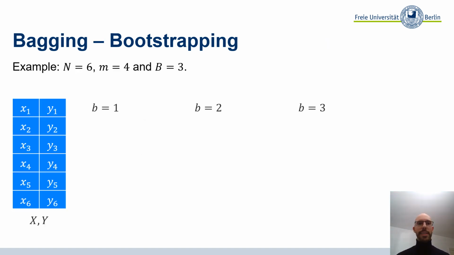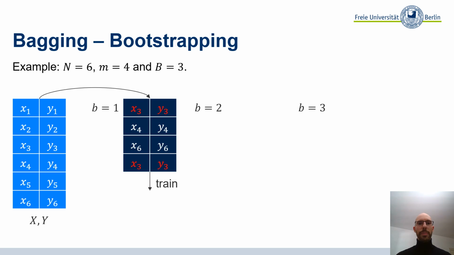So let us look at an example. Here I have a data set with 6 data points. It's ridiculous to do this for such a small data set, but let's just use it as an example. So our number of data points is 6. We're going to say that the number of data points per bag, m, is 4, and we're going to create 3 bags. And in our first step, it's going to look like this.